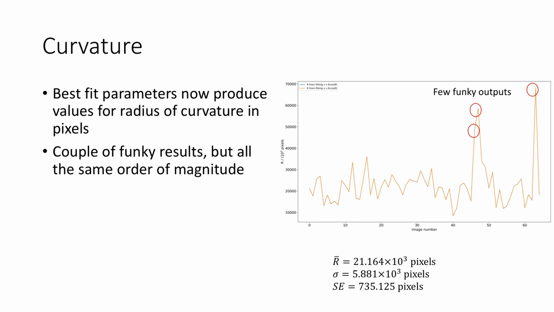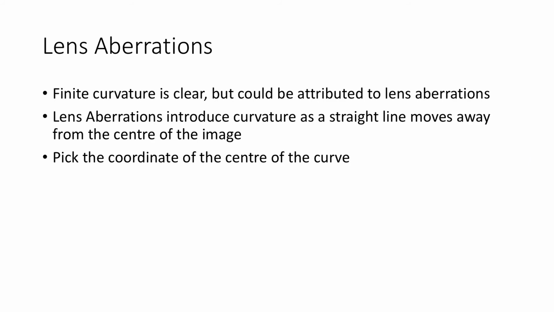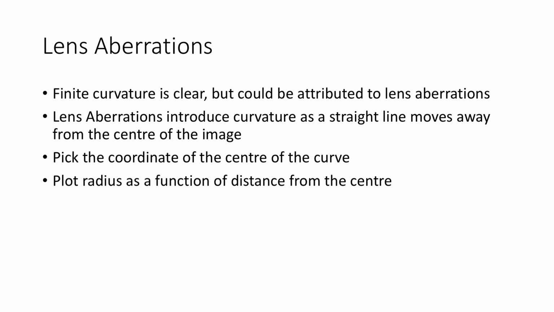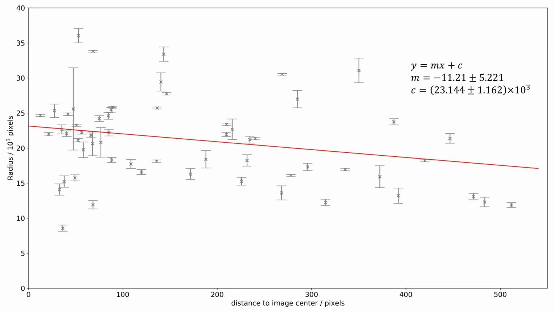Now finally, we want to see about this lens aberration. Now lens aberration should increase the curvature as the horizon is farther away from the center. Fortunately, we can determine the location of the center of the horizon and therefore the distance from the center of the image. And we can plot the radius of curvature as a function of distance between the center of the horizon and the center of the image. Now I've excluded the three outliers from the plot just to make everything a bit more obvious, but the best fit line does actually account for them.